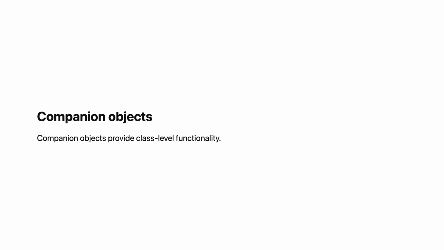Sometimes you need static-like members in a class. Kotlin does not have a static keyword. Instead, use companion objects. Class Person with val name: String, then a companion object with a function create that returns a Person with that name. The companion object belongs to the class, not to instances. Call it through the class name.